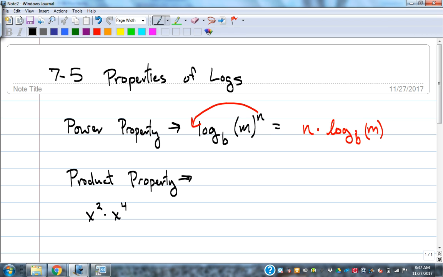I add the exponents. So what happens here with the product property is that you've got a log of some base of two things multiplied together. The product property says, oh, it's a logarithm with things multiplied together on the inside. You can break that apart into two smaller pieces that are added together.